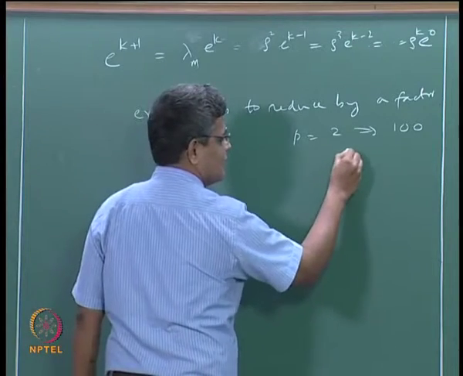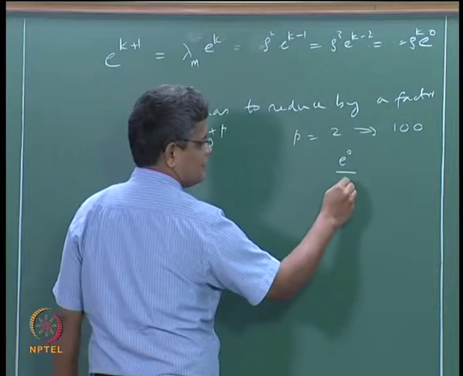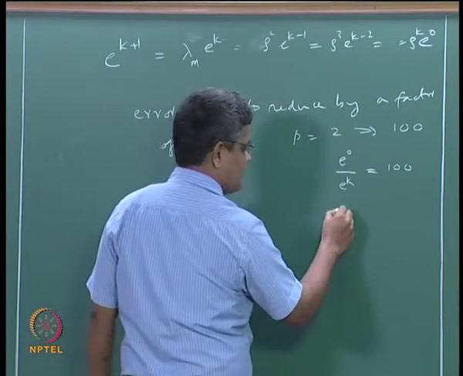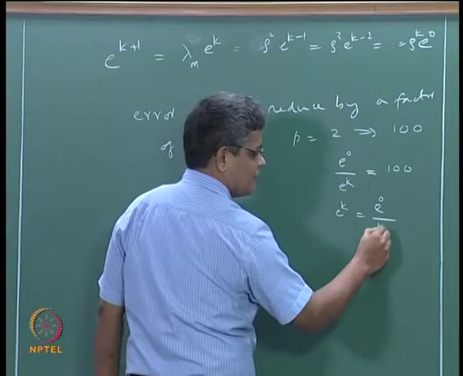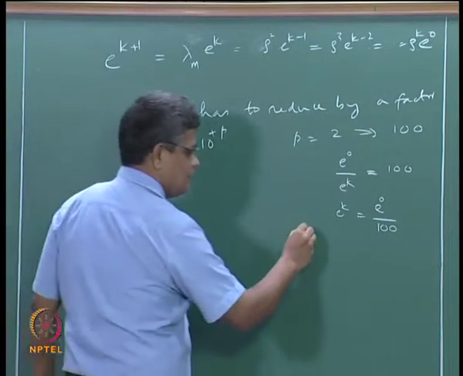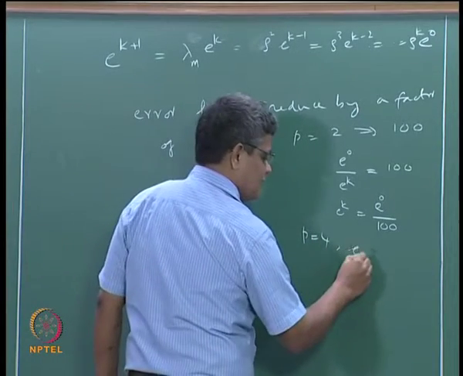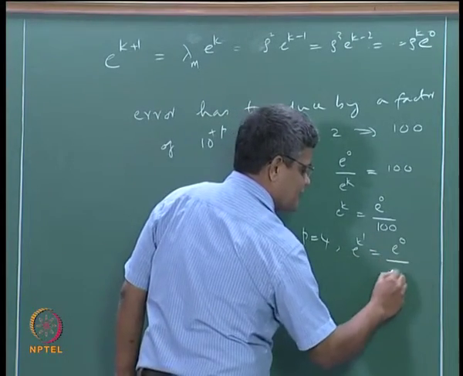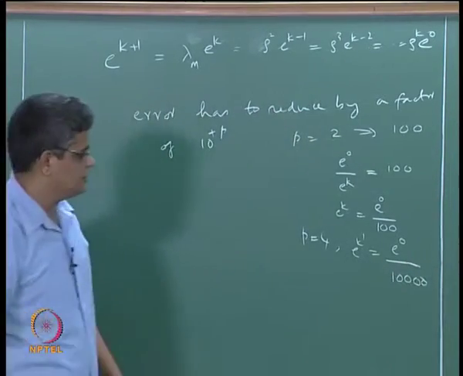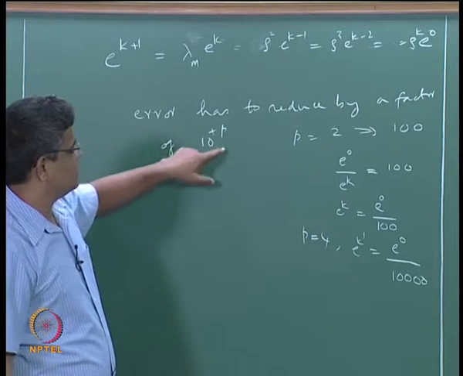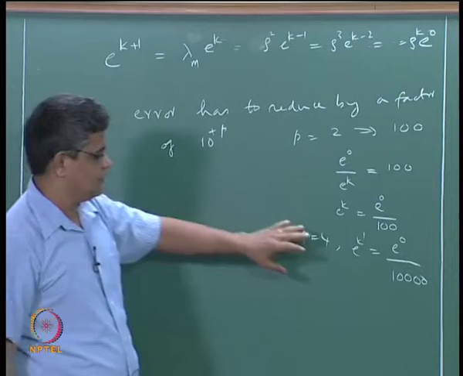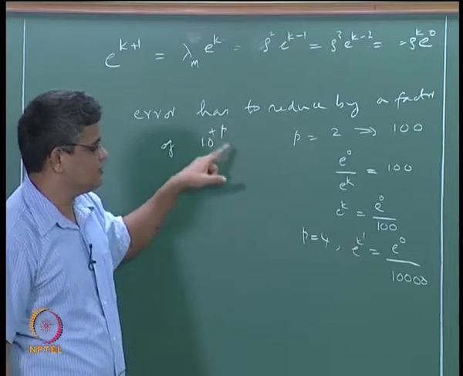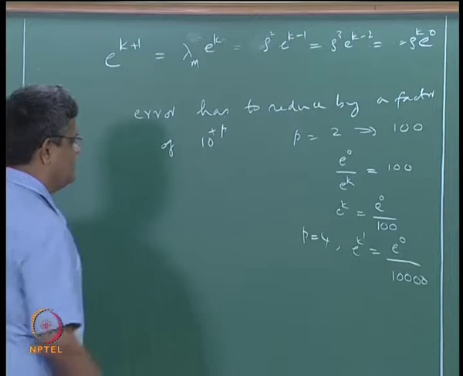So that means that the initial error divided by error at k number of iterations should be 100. Therefore, the error at k number of iterations is initial error divided by 100. And if you say that p is equal to 4, then the error at k number of iterations will be the initial error divided by a factor of 10,000. So we can see that if we define it like this, then the error at a certain number of iterations has to be a factor of 1 by 10 to the power p of the initial error.